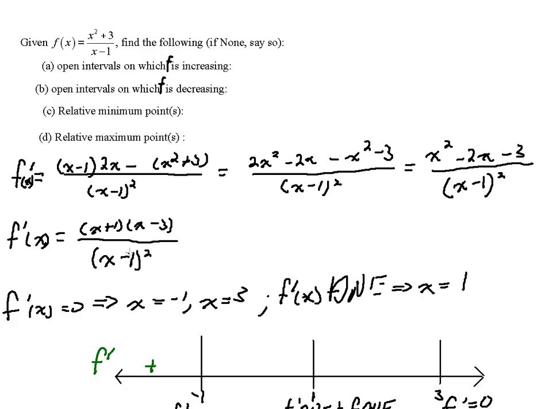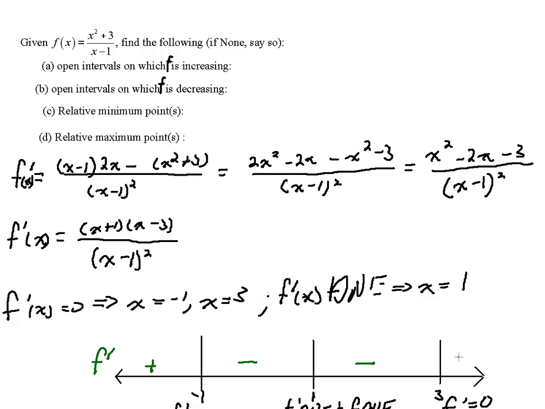Between 1 and 3, let's try 2. We get a positive number times a negative number, so we get a negative number in the numerator over the positive number in the denominator. Excuse me, we get a negative number overall. And then finally, to the right of 3, we get a positive times a positive is a positive over a positive is a positive. So now we'll talk about what is happening to f.